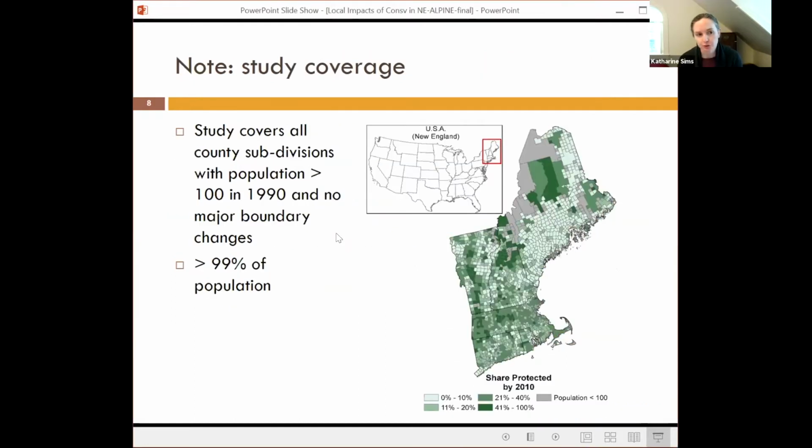So this map just shows the final study coverage that we're able to get. In nearly all of the region, the official census boundaries line up with the boundaries of towns and cities, but those of you who are from Maine will know that that is not always the case. And so the gray areas here show some missing data due either to areas of low population or places where there were boundary changes in the county subdivisions over time. Fortunately, we're able to capture more than 99% of the population of people in New England in the study.